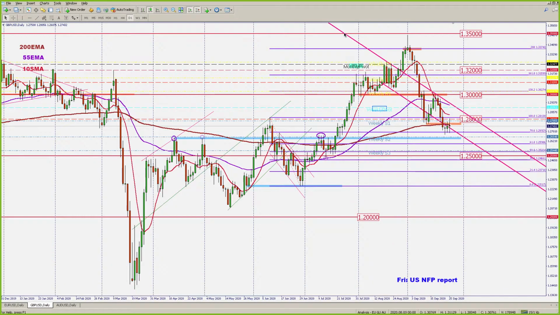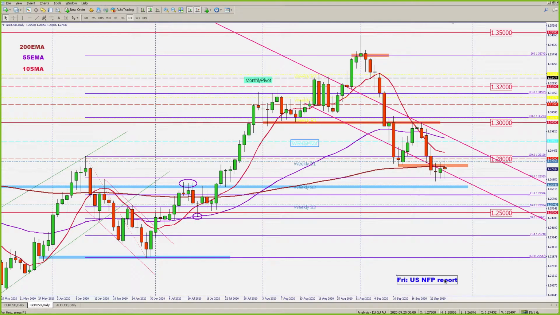Right, let's also take a look at the cable. Cable as well is also exposed to the US non-farm payroll report Friday, but there is no major news for the UK, and the UK has been battered by the potential second wave of infections for COVID-19, and also with lack of progress with the EU on Brexit talks. But there could be some potential breakthrough. It seems to be slightly more positive recently, so that's why there's some support at this level, just near the 127 level.